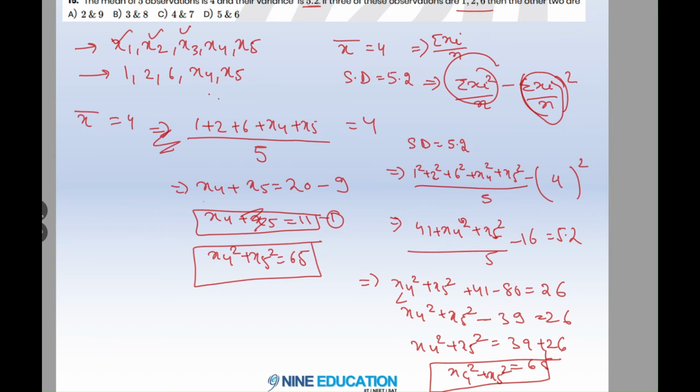Either what we can do is just substitute the options and verify them. That is the best way, I think. Now 9, the sum should be 11. Everything is summing up to 11, so this is not rejecting the options. Now let's try with this equation. 2 square plus 9 square means 81 plus 4, that doesn't make up 65. 3 square plus 8 square, 64 plus 9, is not 65. 4 square plus 7 square, that is 16 plus 49. That makes up 65. Hence 4 and 7 is the correct answer.